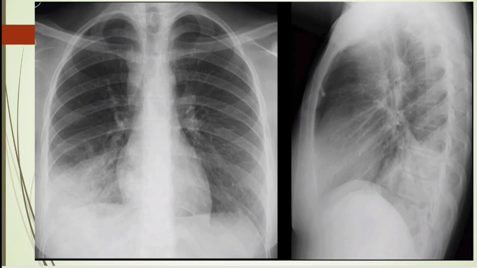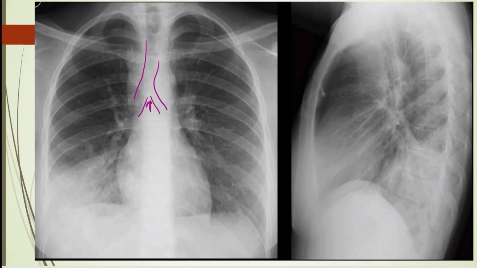So here's a twofer. You have two views of the same patient. And it looks like this is your PA and this is your lateral. So let's start off with the airway. You can see the trachea coming down here, and here's the bifurcation. That's your carina. It looks fine.